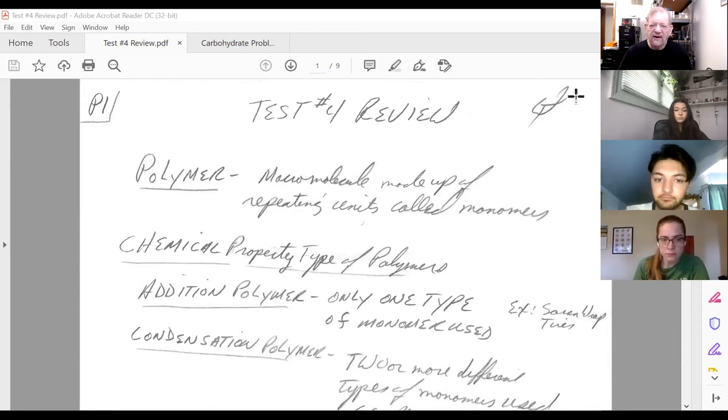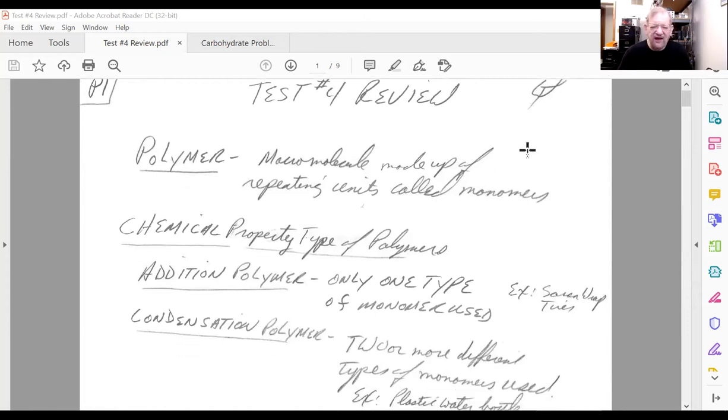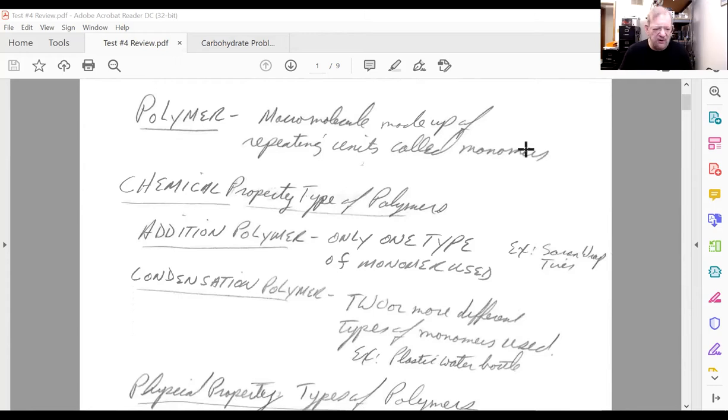All right, what is a polymer? A polymer is a macromolecule, macro meaning big, a molecule made up of repeating units called monomers. And there are two ways of classifying polymers, one by chemical property, and the other by a key physical property.